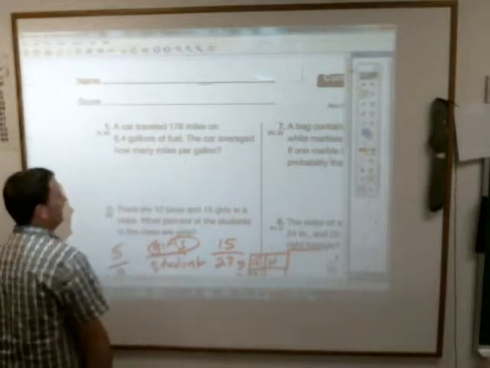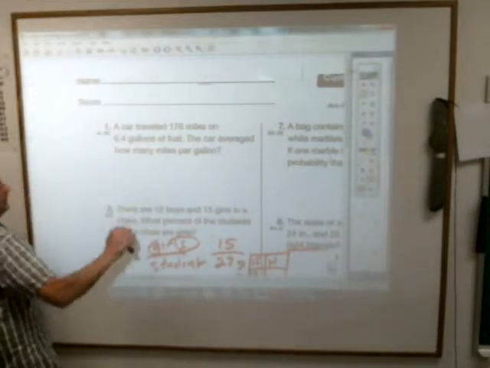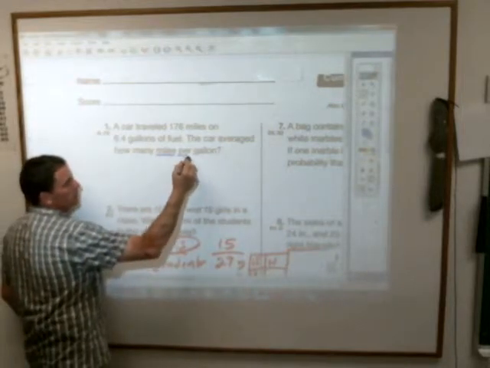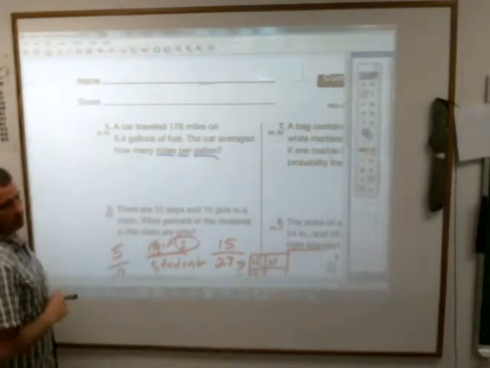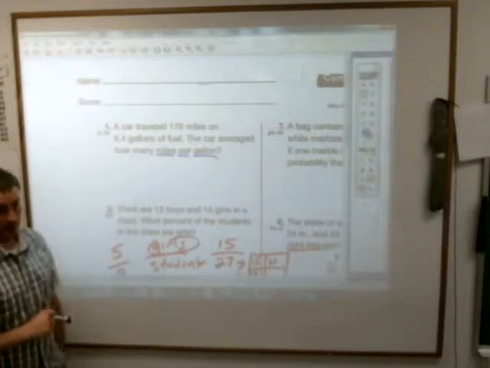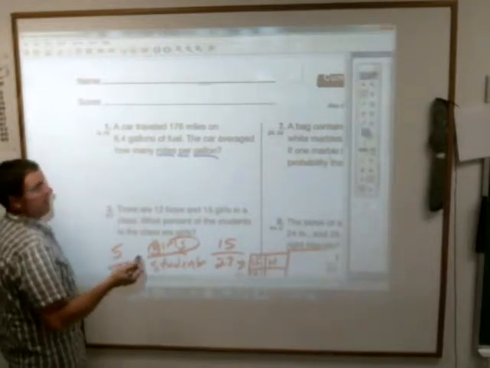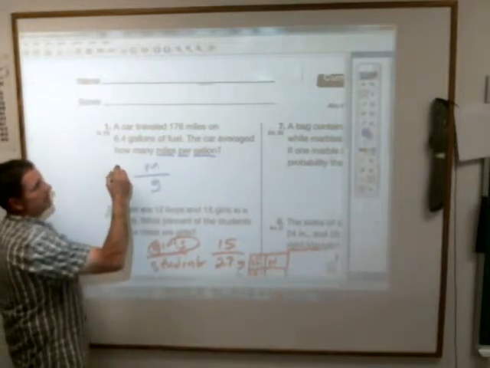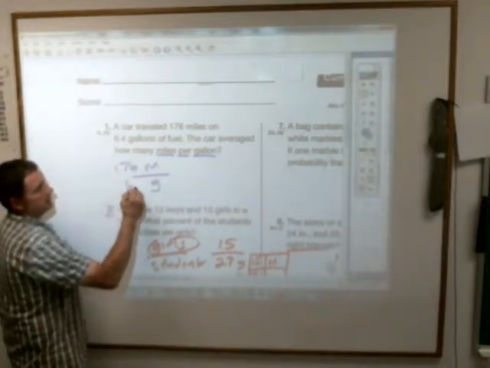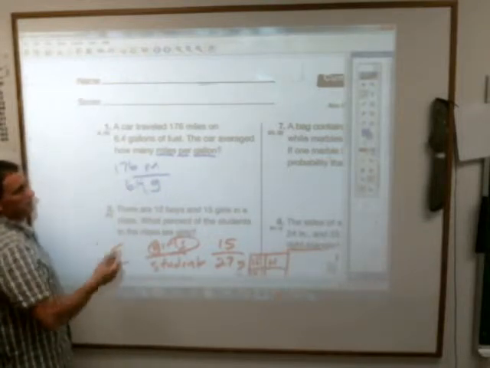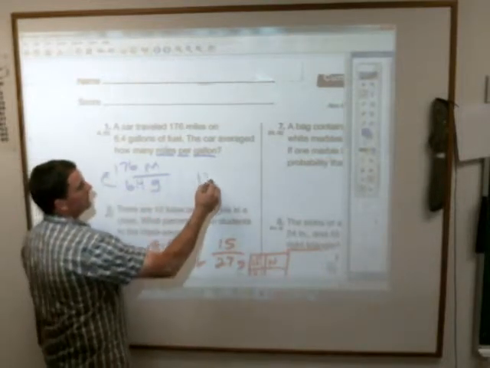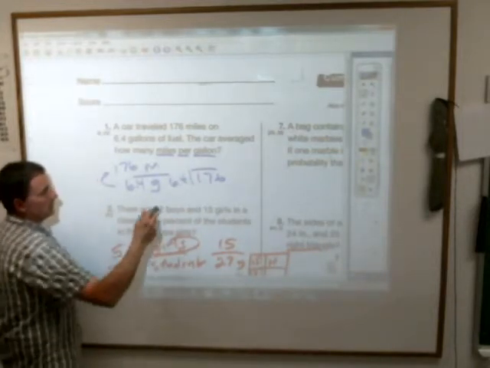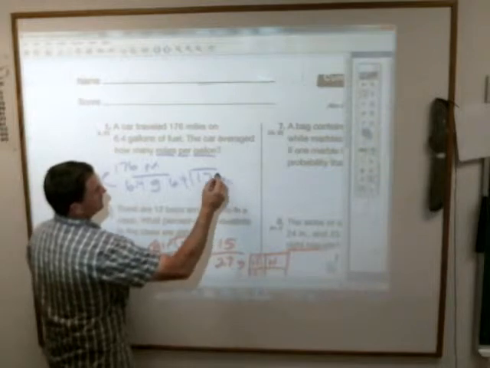Yeah, a car traveled at miles per whatever again. Here's the key, Sam. Your answer needs to be in miles per gallon. The word per is what? A division, a fraction line. Miles over gallons. 176 miles over 6.4 gallons. You just divide it out. 176 divided by 6.4. It looks like it's going to be what?